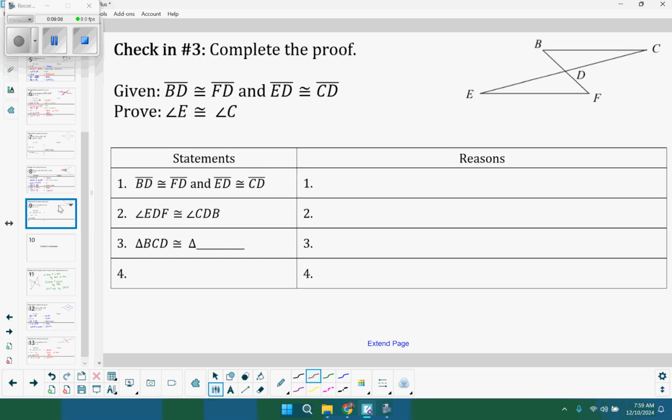There's one final proof for you to try. You could do that now, but this is also the end of the lesson. So this was section 5.7, using congruent triangles.